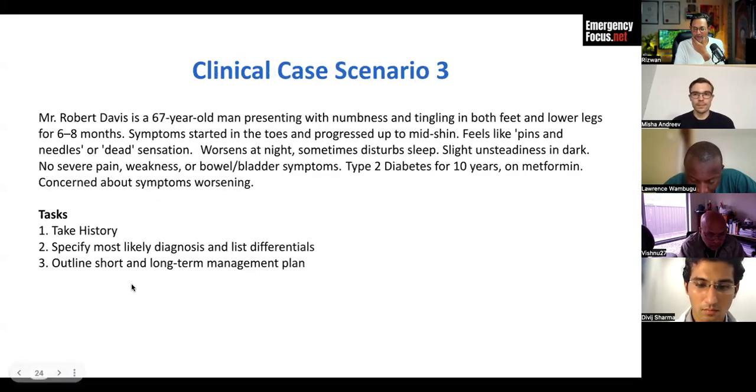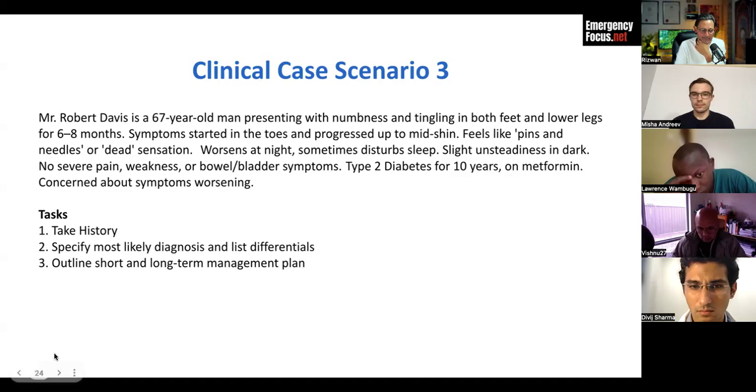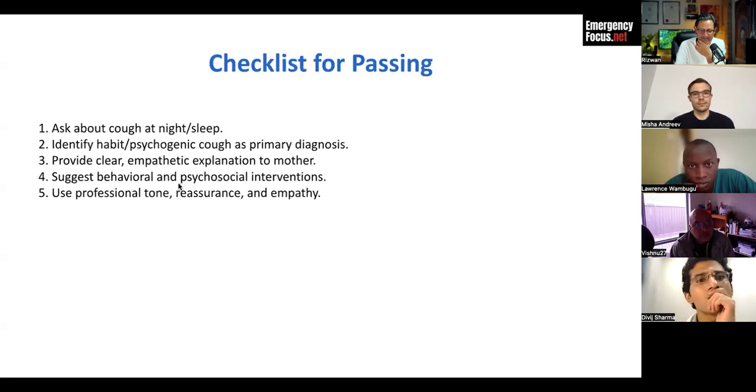We'll do case scenario number 3, now moving into the adult cases. But before I do that, I'll just again unmute. I think everybody can unmute themselves and ask one or two questions regarding the previous scenario if they have.